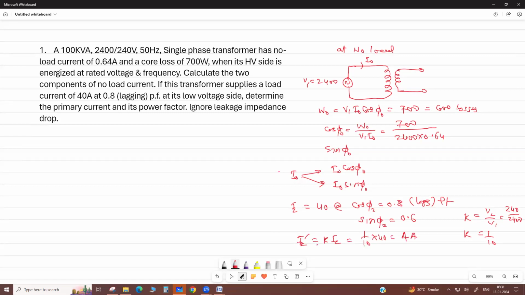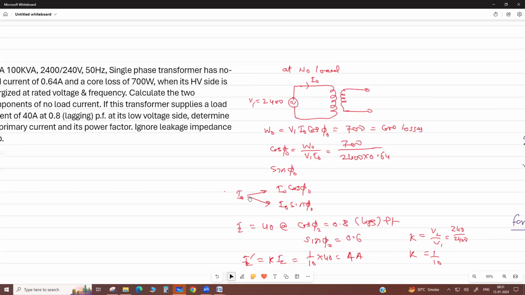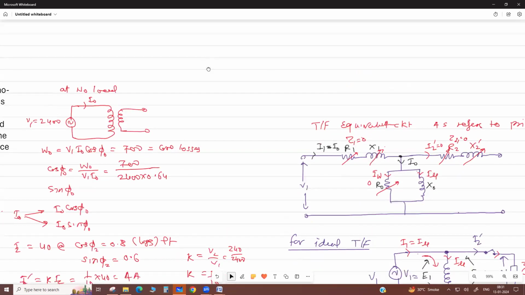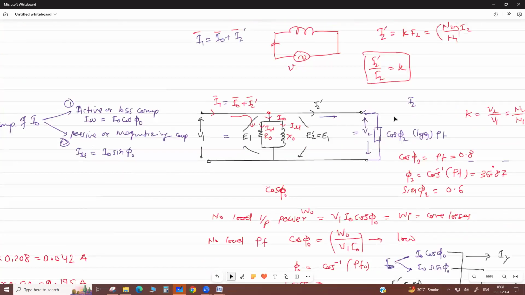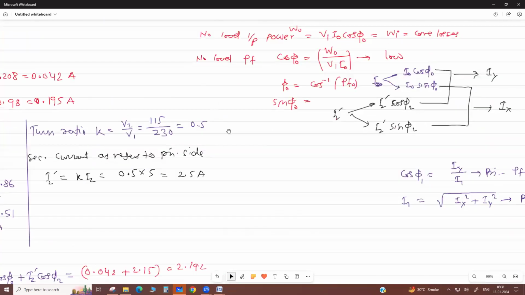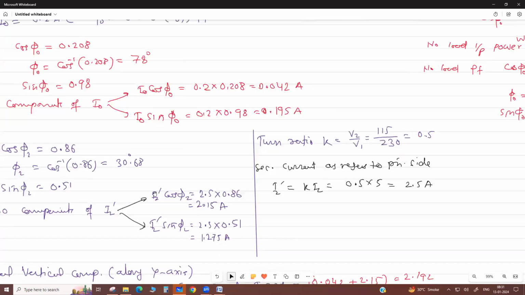ओके so now again two component of I2 dash. Okay, two component of I0, two component I2 dash, then same, आगे same है। Okay, ignore leakage impedance means वो neglect कर रहे हैं, तभी तो ये डायग्राम आया। क्लियर? तो आगे का same is this, two component, then I1 cos phi1 he is asking। Clear?